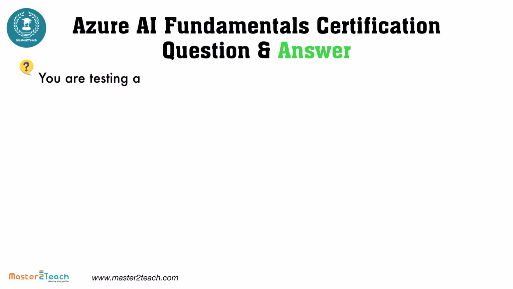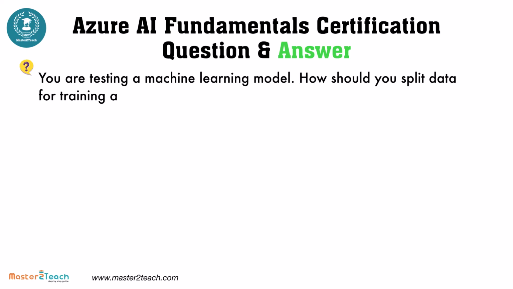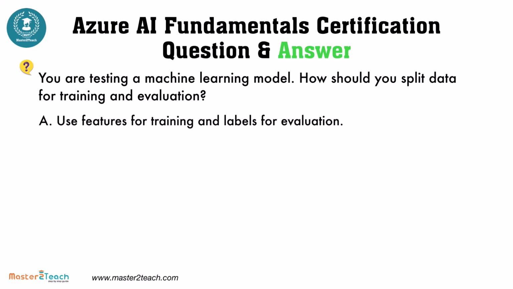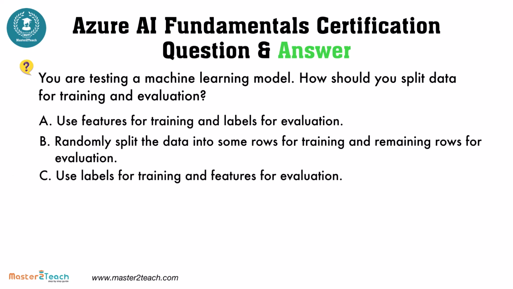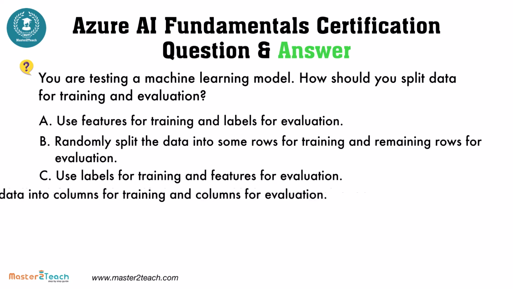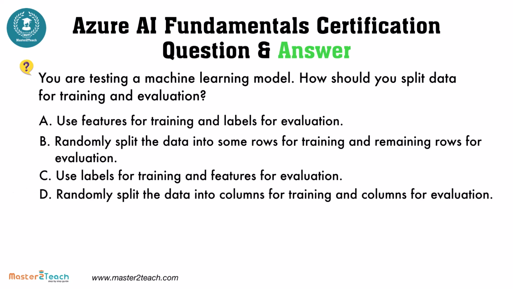You are testing a machine learning model. How should you split data for training and evaluation? The options are A. Use features for training and labels for evaluation. B. Randomly split the data into some rows for training and remaining rows for evaluation. C. Use labels for training and features for evaluation. D. Randomly split the data into columns for training and columns for evaluation.